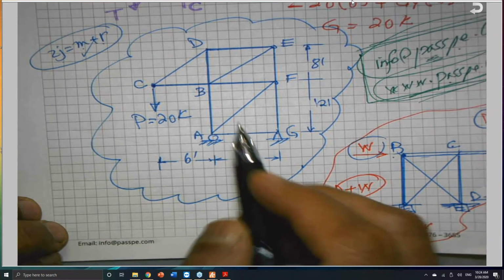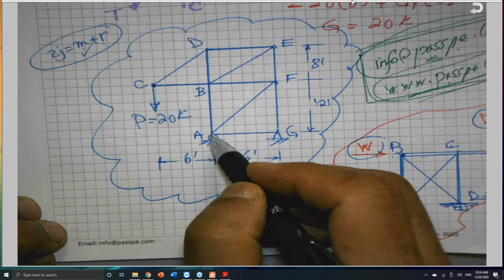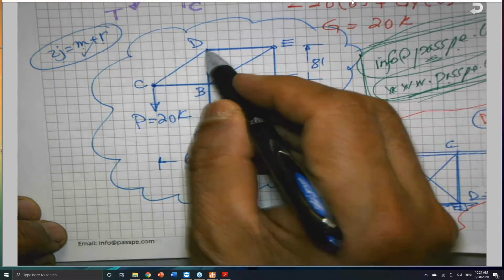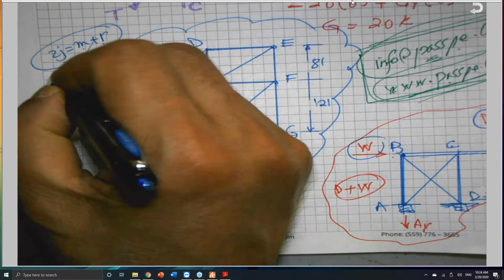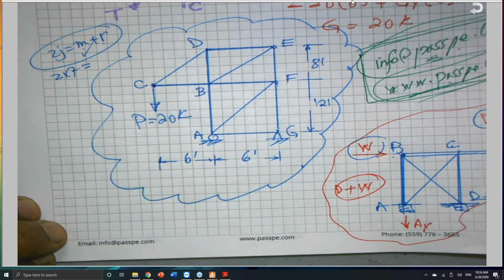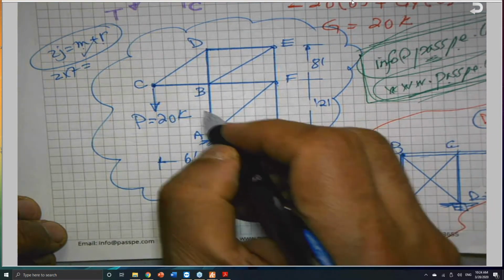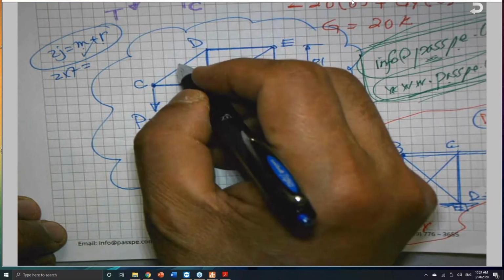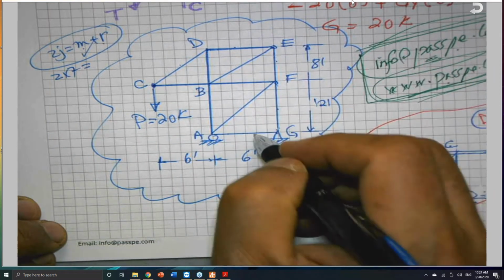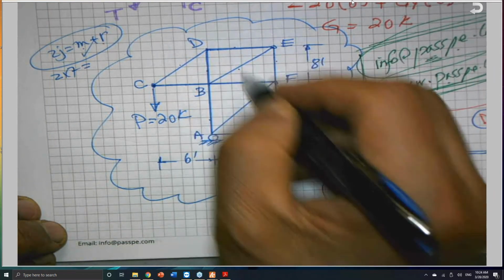If you look at this, you will find the joints: 1, 2, 3, 4, 5, 6, 7. So 2 times 7 equals 14. Number of members, start from here: 1, 2, 3, 4, 5, 6, 7, 8, 9, 10, 11.